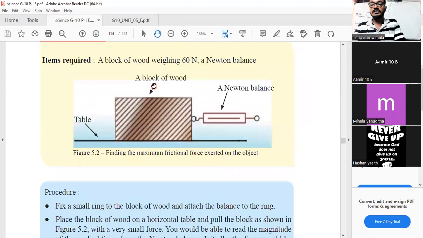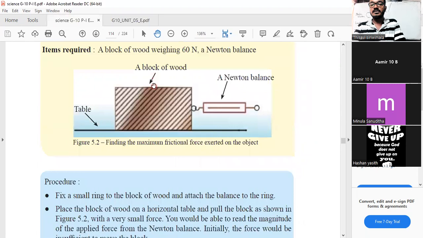Now there's a block of wood kept on the table, and a Newton balance is connected to it. And we are applying a force with the help of the Newton balance onto the block of wood. And we measure the minimum force needed to start the motion. Right? We can record the minimum force to start the motion. So first of all, we have to draw the diagram. Hurry up and draw in this box. Okay.